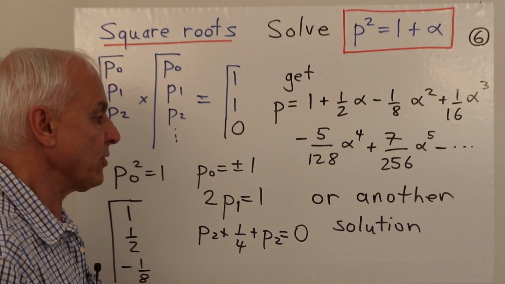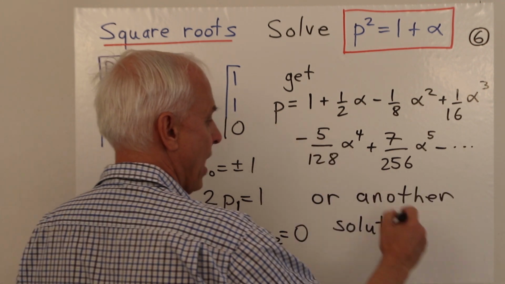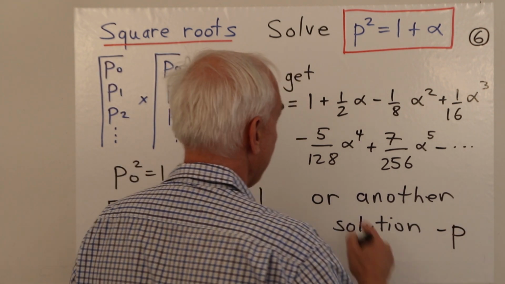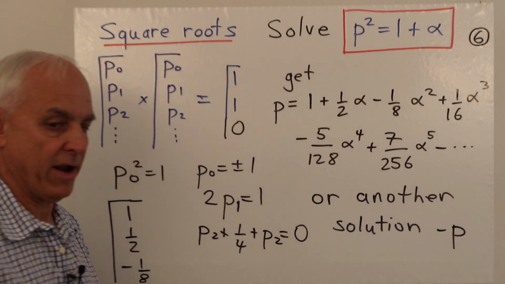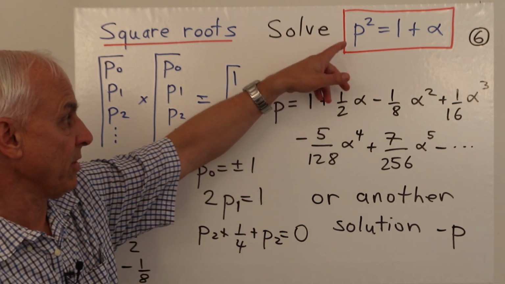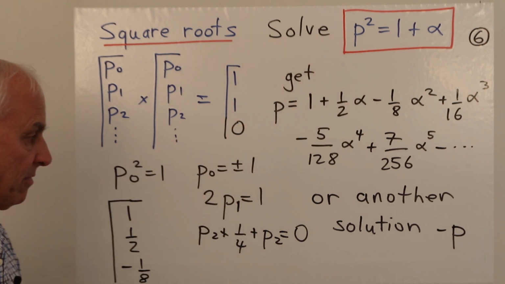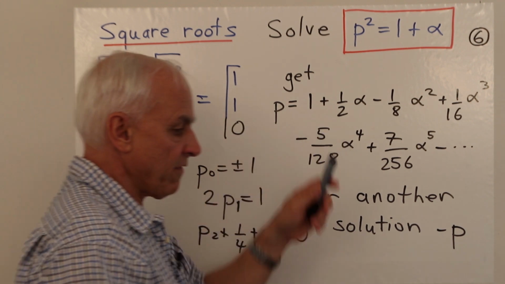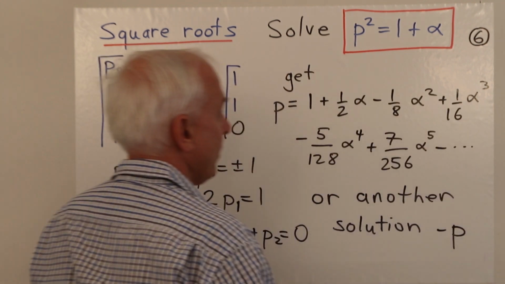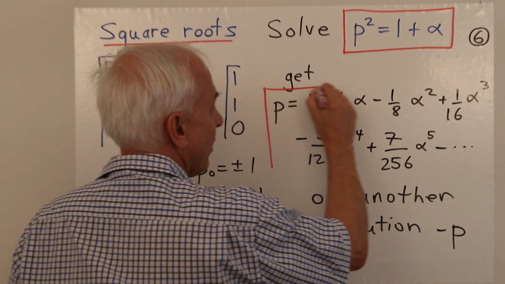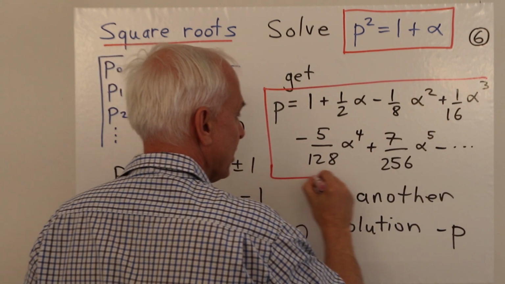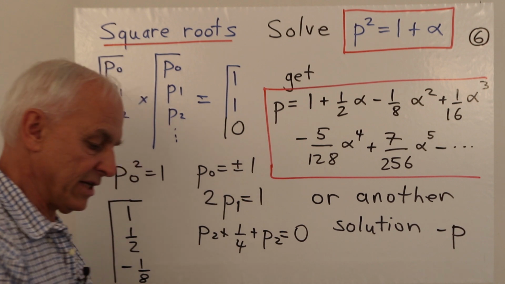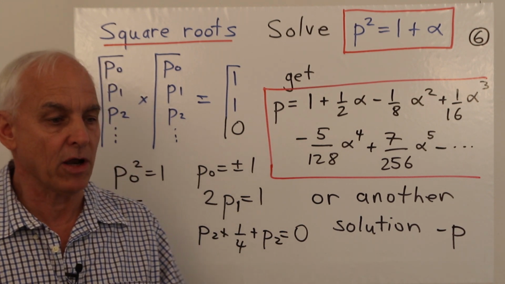But there's going to be another solution, and that's when we take minus p instead of this p. So just multiply all of those by negatives, and that's going to have the property that when you square it, you're still going to get the same thing as you did before. Okay, this is quite interesting. This is actually a very important Polyseries, although we're just describing the first 5 or 6 terms here. It keeps on going.